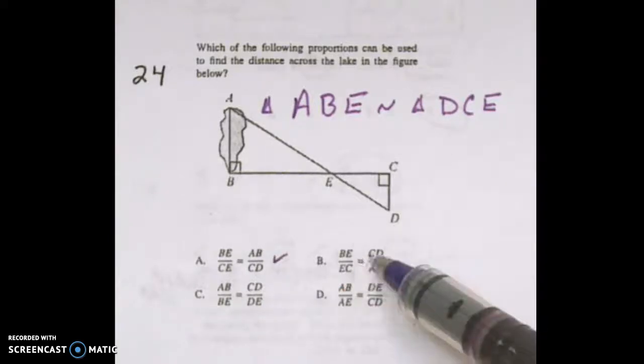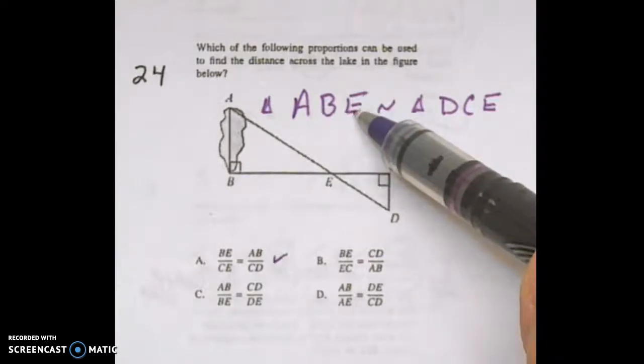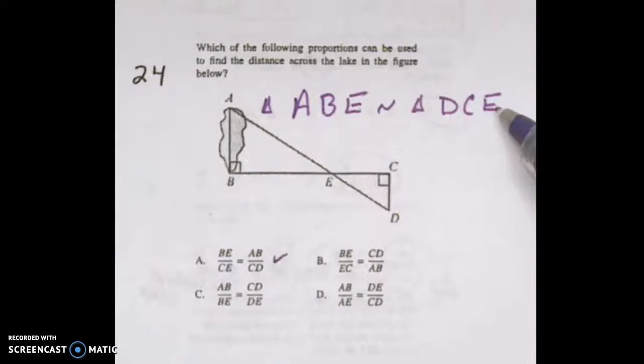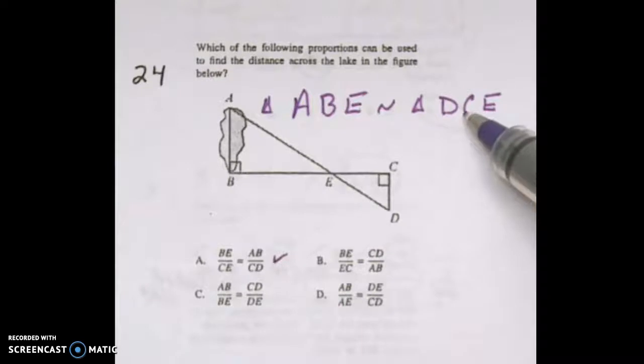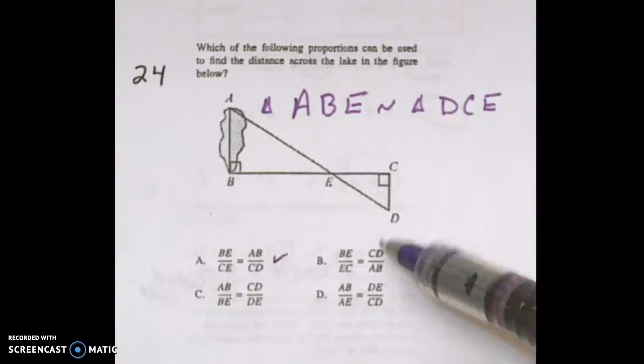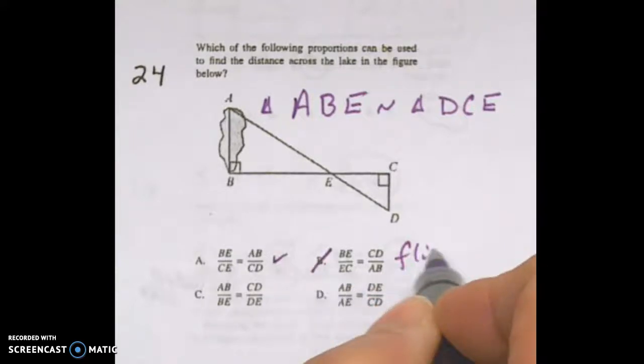If I look at answer choice B, I've got BE, my second and third letters, over EC, my second and third letters, equal to CD, which are my first and second letters, over AB. But notice that they put this fraction on this triangle on top, this one on the bottom. So that one definitely does not work. It's flipped.